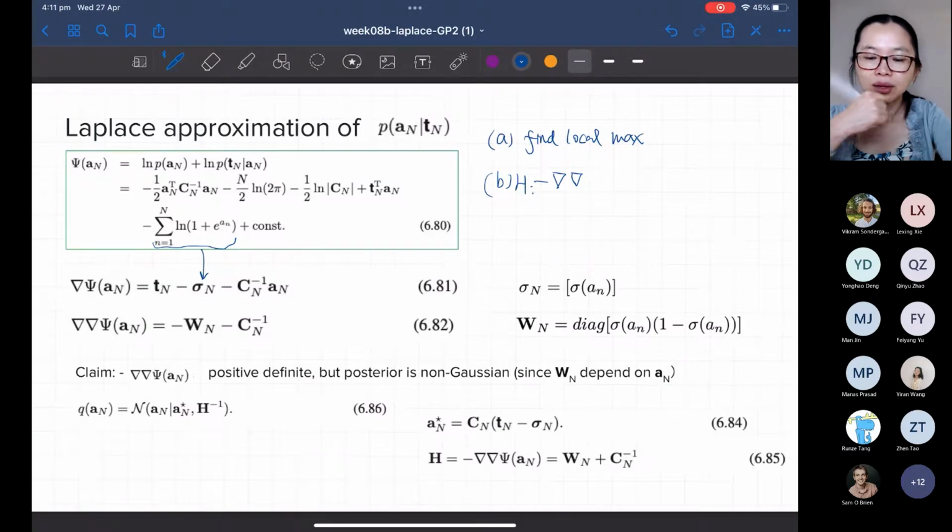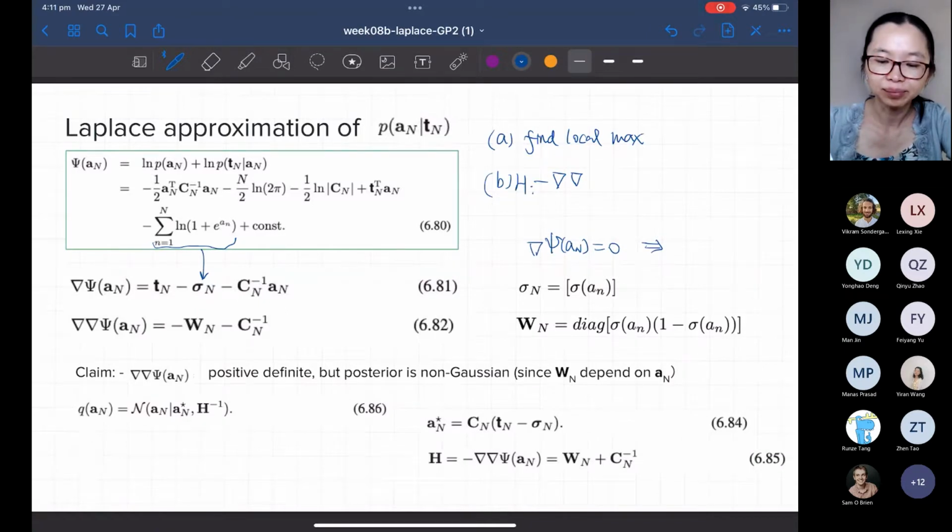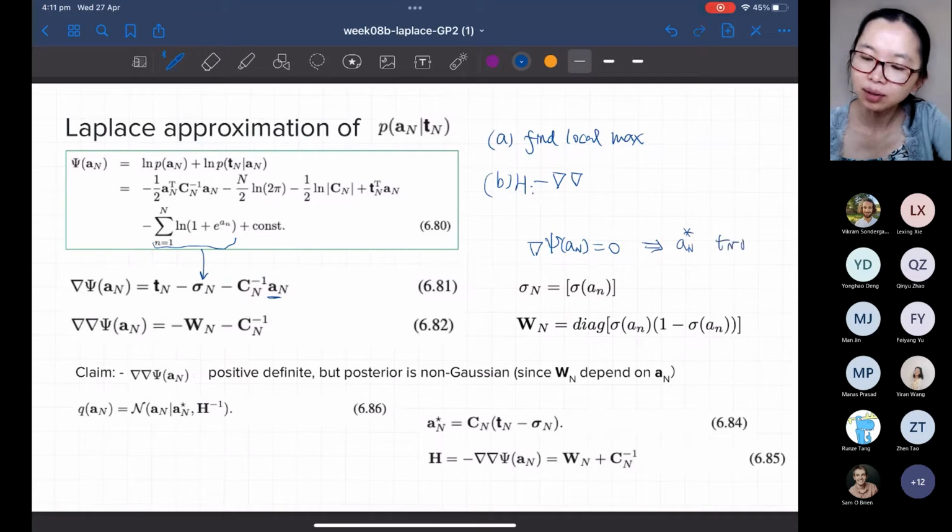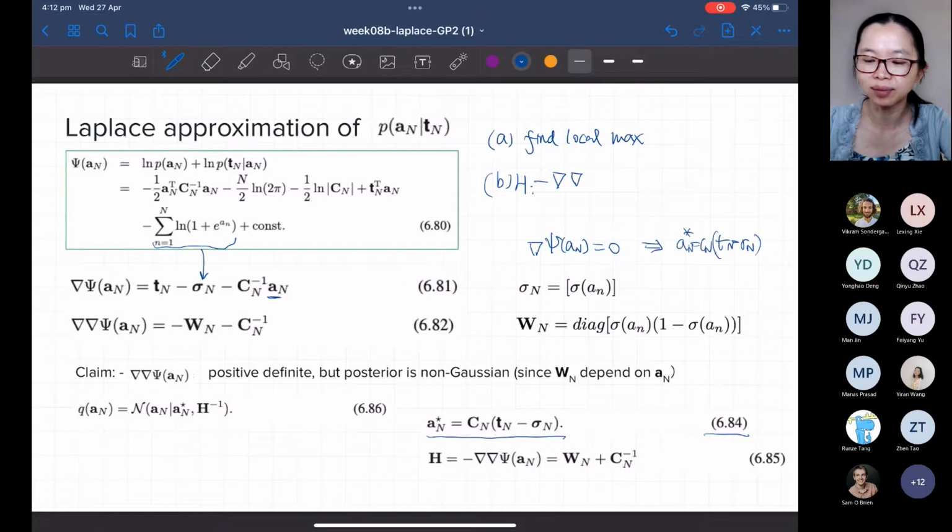Right. So from this, if we set gradient of psi of An to 0, we will solve for a of n. So basically a n star is, well, we move this to the other side, Tn minus sigma n as a vector. And then we need to multiply the big Cn covariance matrix to cancel it out. So that's basically solving for the stationary point, which is this thing downstairs, written out in the book.